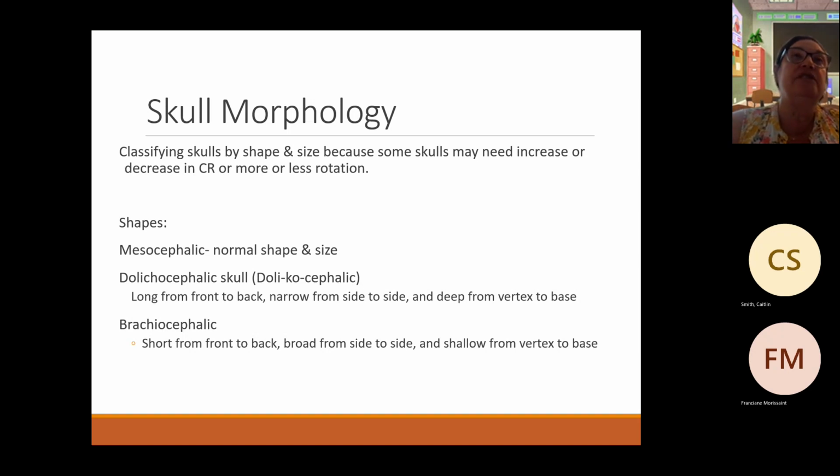The dolichocephalic, and I put that in a hyphenated way so it would be easier to pronounce for everyone, is a skull that is long from front to back and narrow side to side. The brachiocephalic is short from front to back and broad from side to side. Most people know Fred Flintstone, and I always say that Fred Flintstone's the perfect example of a brachiocephalic skull.